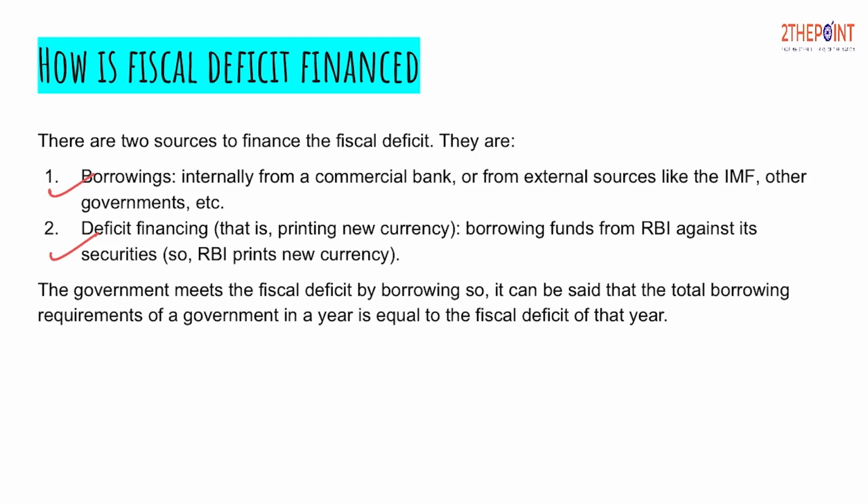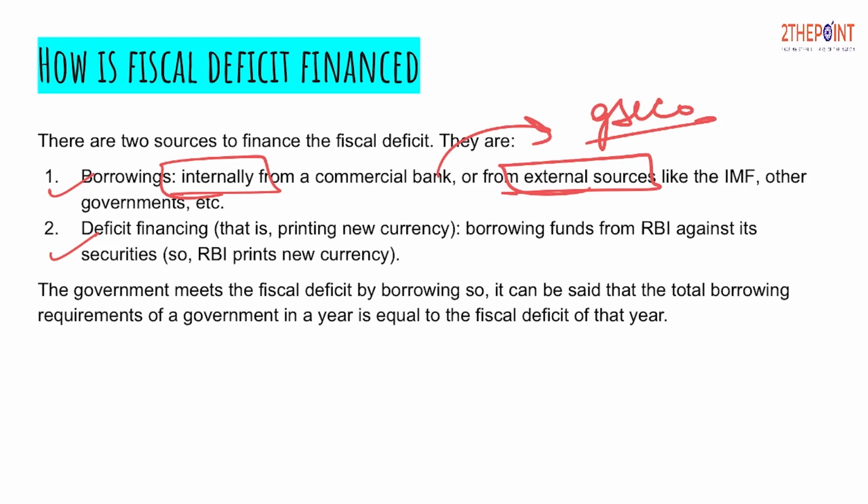So there are two sources to borrow money. One is internally and the other is external sources. Internal, it could be from commercial banks or issuing government securities, also called GSECs, and the external sources are like IMF, World Bank, or from governments of other countries. The next point is deficit financing. Now this deficit financing means that you are printing new currency in the country to finance the deficit. So comes the term deficit financing, or borrowing funds from RBI against its security. So for that, RBI prints new currency.